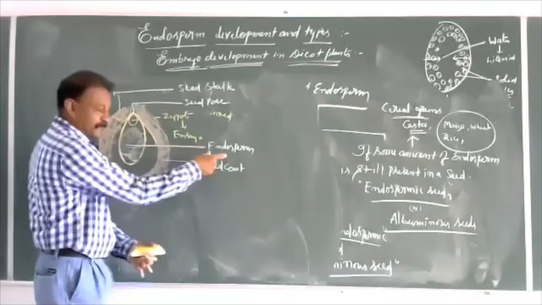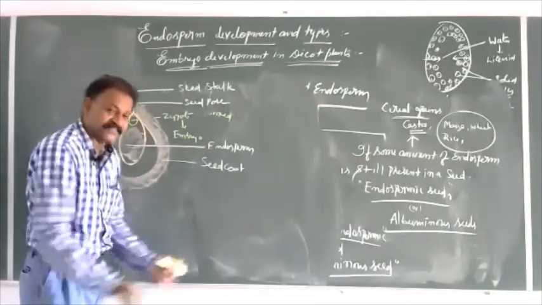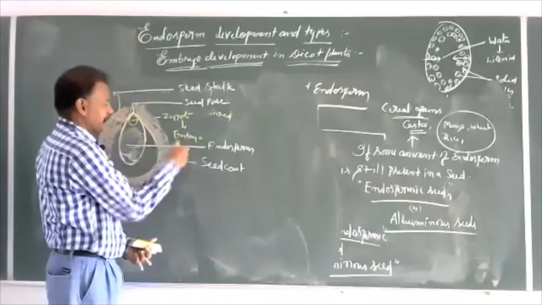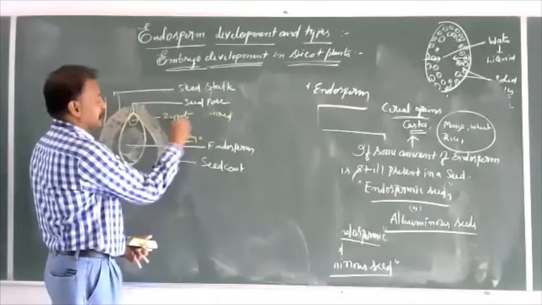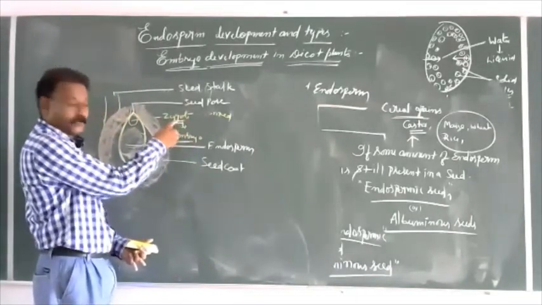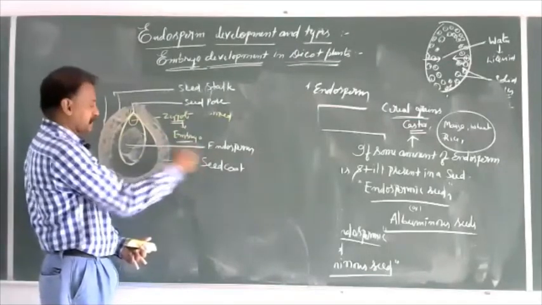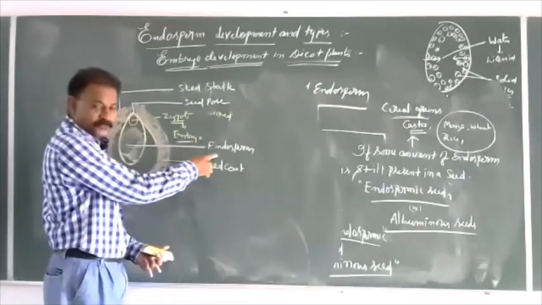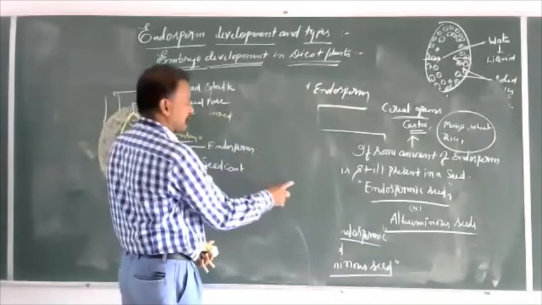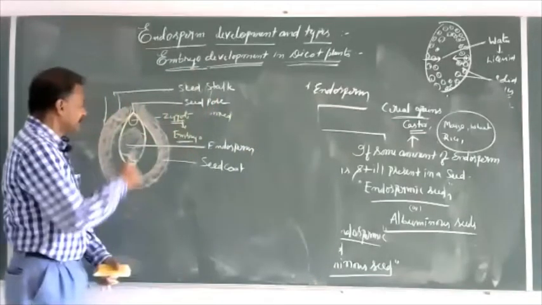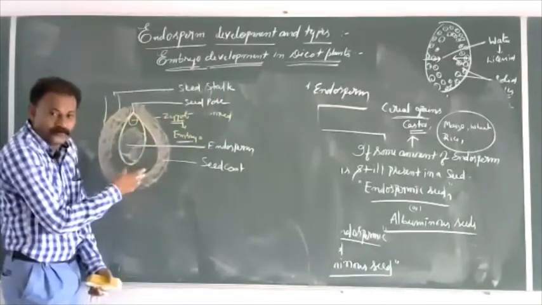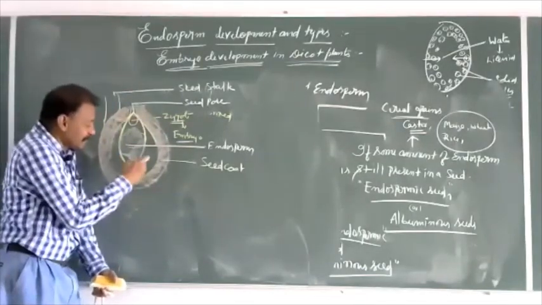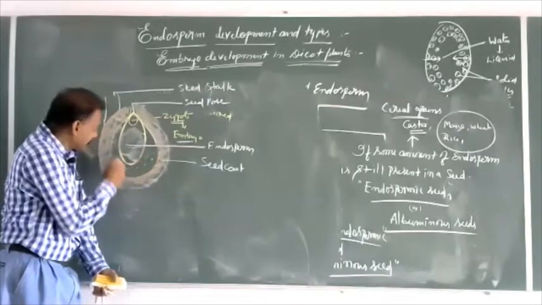So, whether endosperm is present or not, what is compulsorily present? Zygote, because it is the product of syngamy, which develops into the embryo. The product of triple fusion develops into endosperm. Endosperm may be present or may be absent.